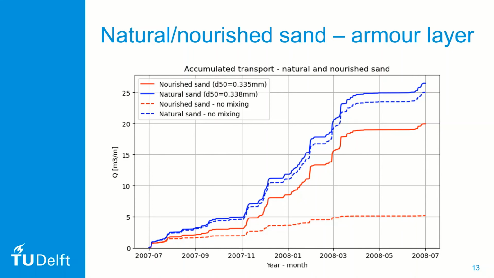And if we look at absolute numbers here, we have transport rates in the order of 20 to 25 cubic meter per meter. This result is now much closer to the observed accumulation rates in field, but they are still a bit high for this range of grain sizes. So let's see what happens if we also include the process of moisture.